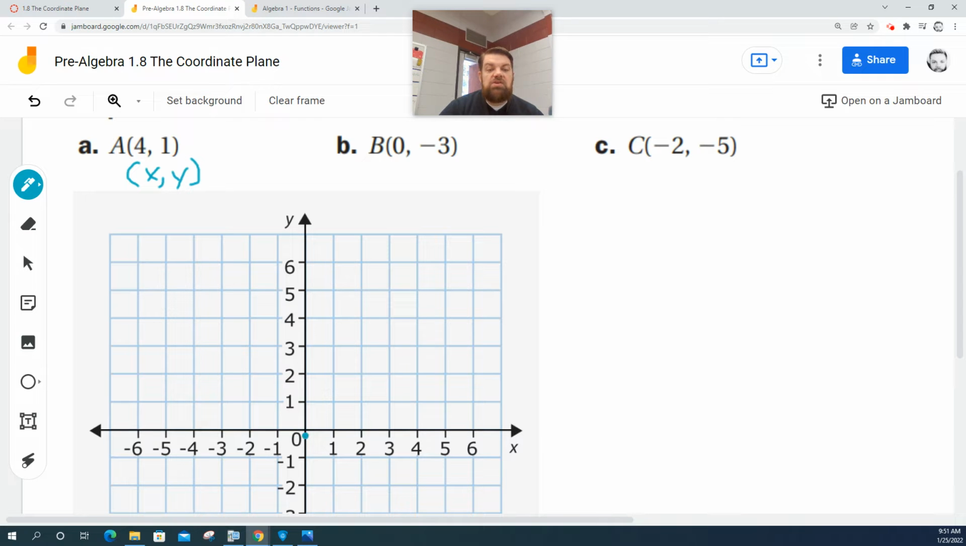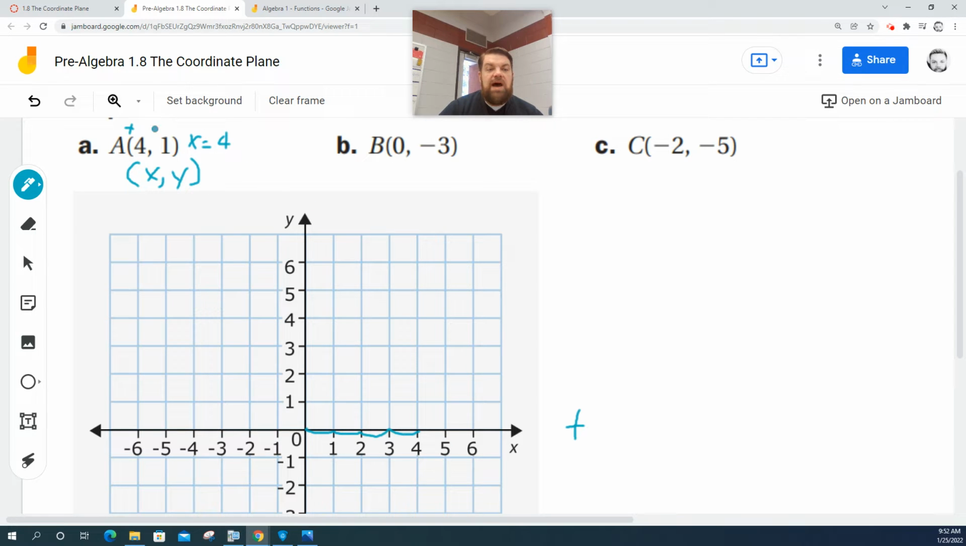So for A, we always start at the origin. I have a positive 4, and that's the x value. In other words, this is saying that x equals 4. Now, it's going in the positive x direction, so from the origin, I'm going to go 1, 2, 3, 4 units.